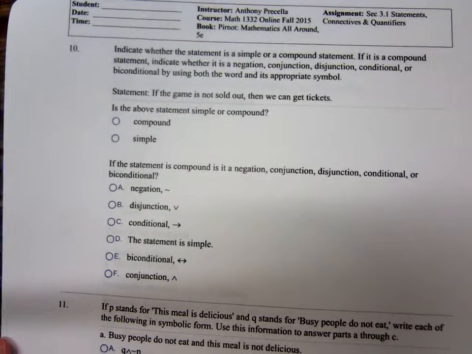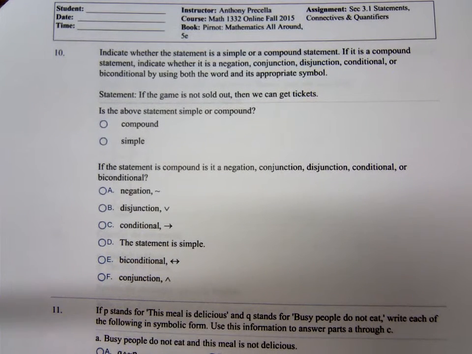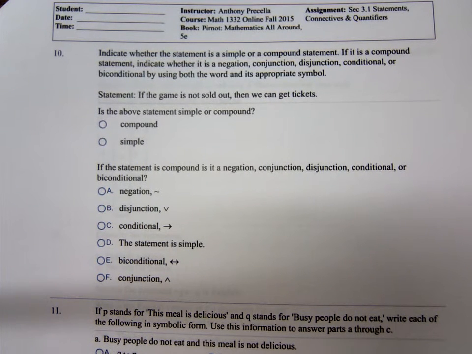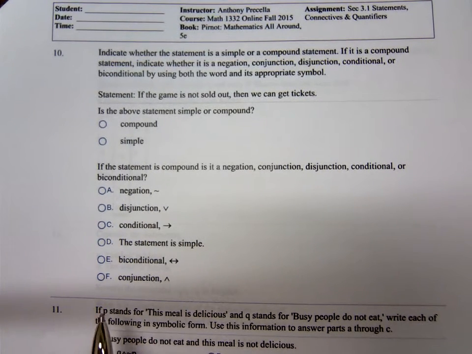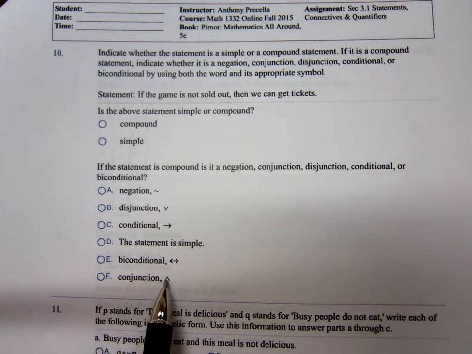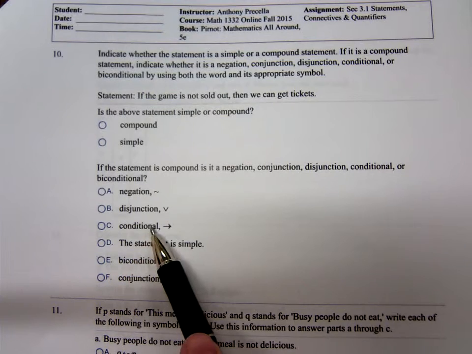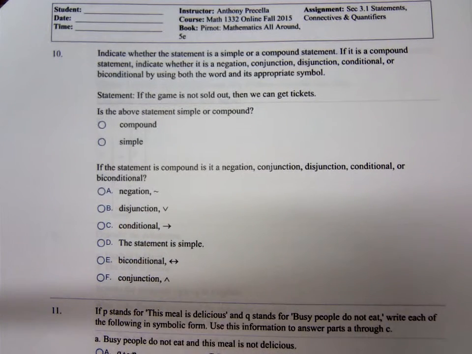Let's see. This is problem number 10. Indicate whether the statement is simple or compound. If it is compound, indicate whether it is a negation, conjunction, disjunction, conditional, or biconditional. A conjunction is and. This little caret symbol here means and. Disjunction is an or. Conditional is if-then. Biconditional would be if and only if.